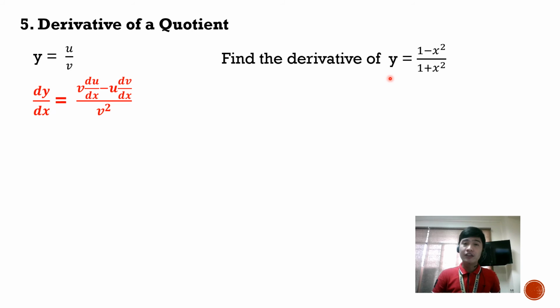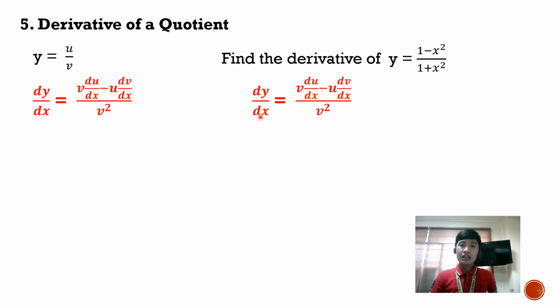Find the derivative of y is equal to (1 minus x squared) over (1 plus x squared). So, following this pattern, derivative of y in terms of x is equal to v multiplied to the derivative of u in terms of x, minus u times the derivative of v in terms of x, all over v squared. So, isa-isahin natin itong bawat parts ng formula.